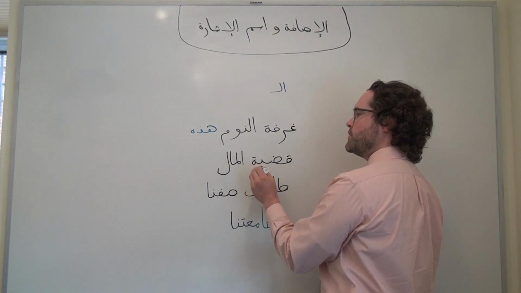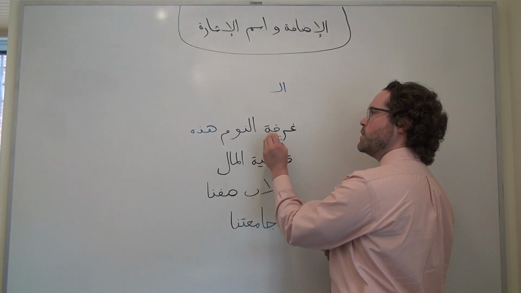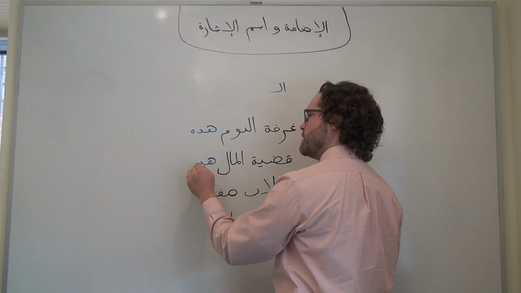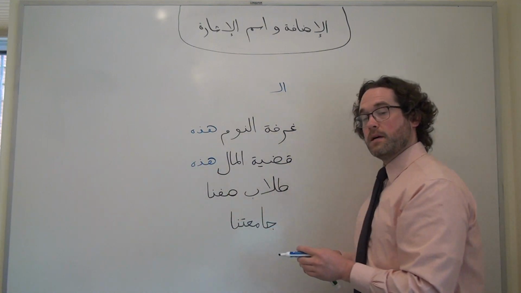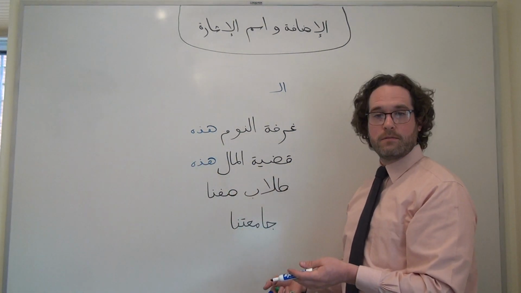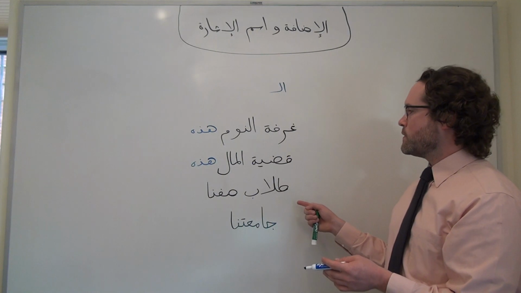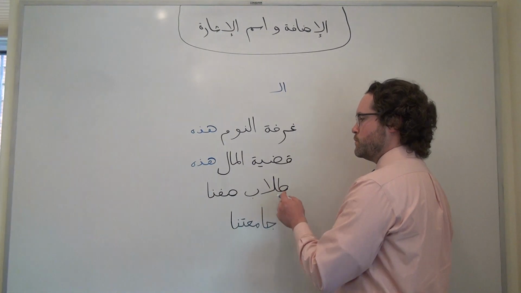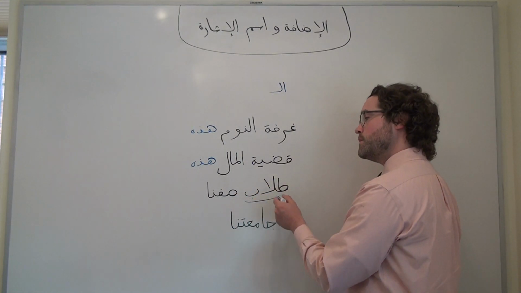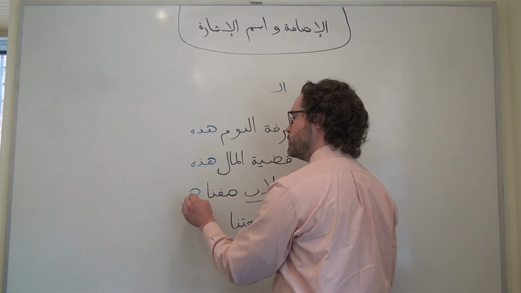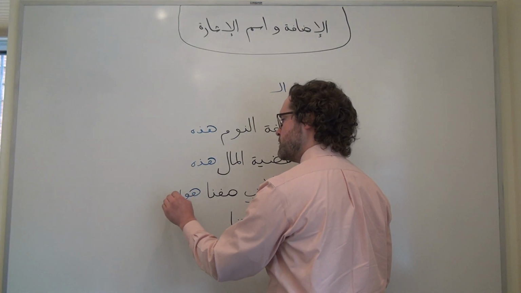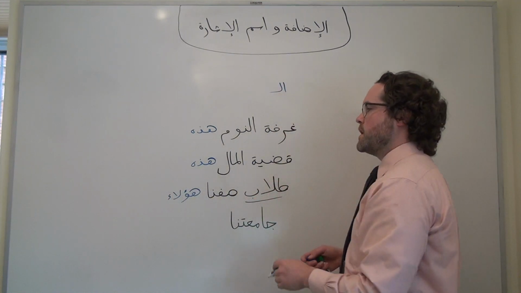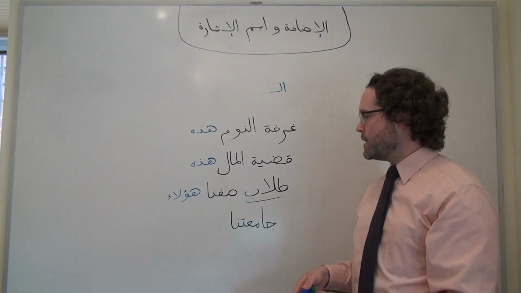Here again, قضية is feminine with a ta marbuta, so is غرفة, and since they're the nouns that we're referring to, we would need to use هذه again. قضية المال هذه, this issue of money, or these students of our class. طلاب صفنا, طلاب is a human plural, so we would need to use the human plural version. هؤلاء, طلاب صفنا هؤلاء, these students of our class.